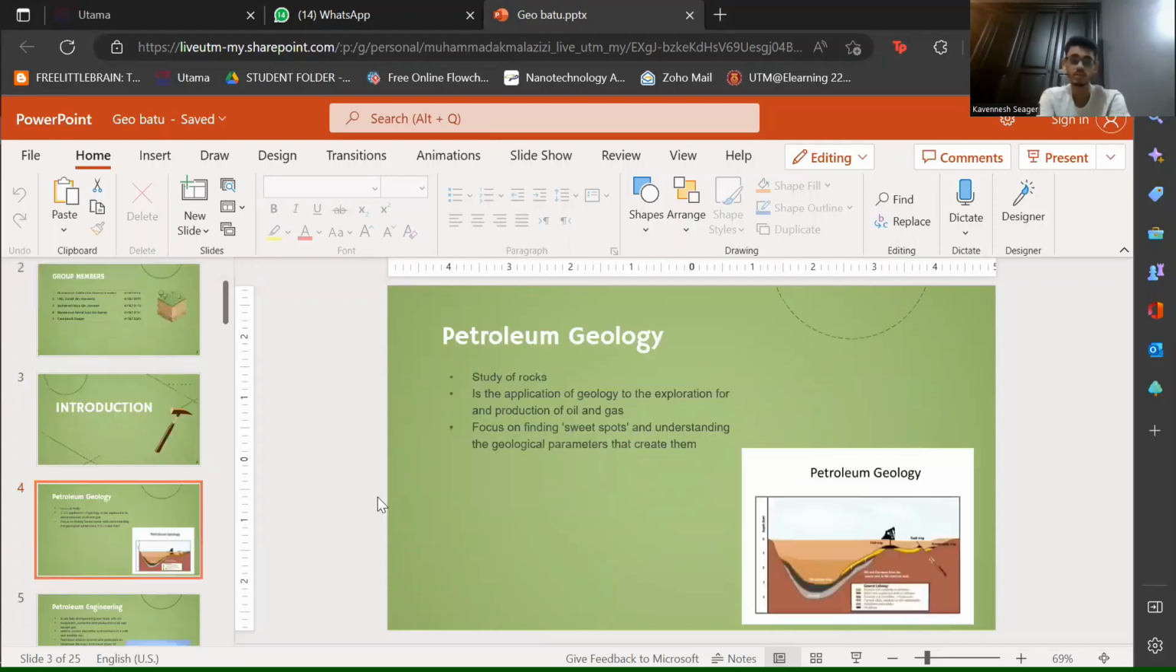Moving on to the introduction, first we will talk about petroleum geology. So what is petroleum geology? It is actually the study of rocks, and it is the application of geology to the exploration for and production of oil and gas. Petroleum geology focuses on finding sweet spots and understanding the geological parameters that create them.